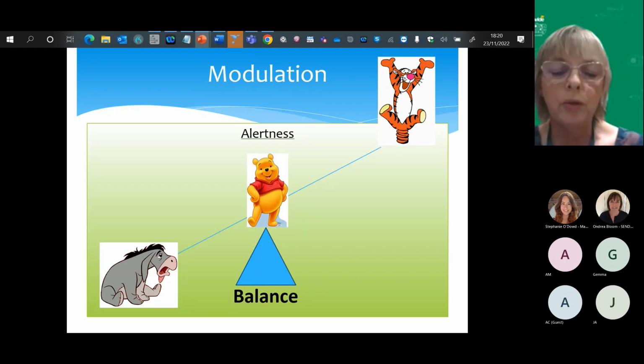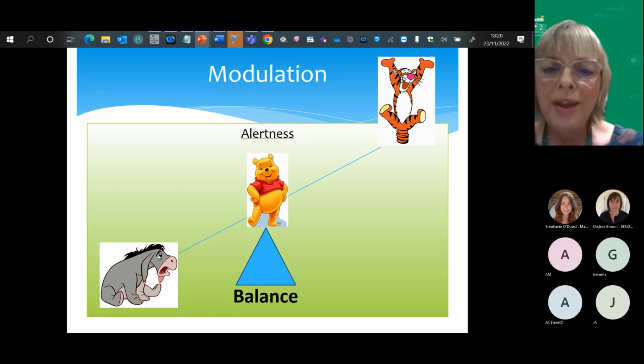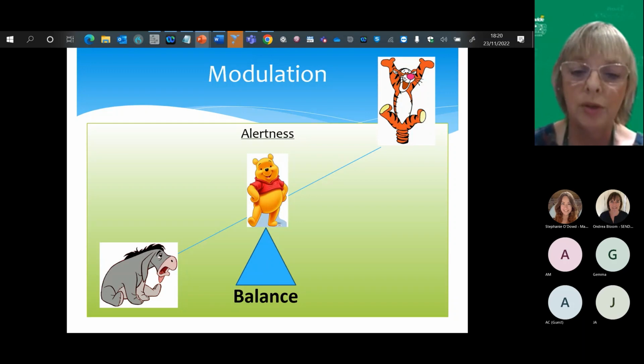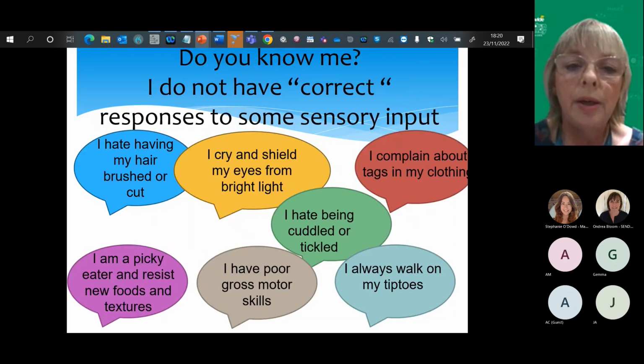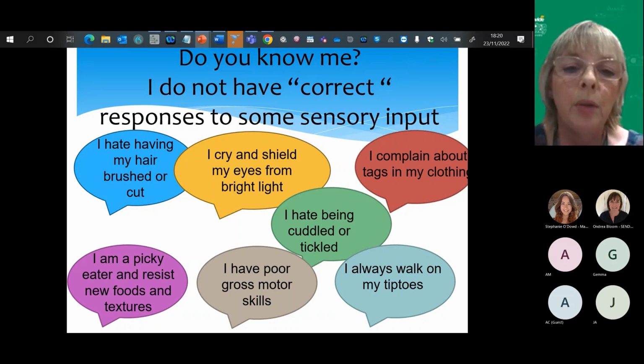And when you're working with your child, it's really helpful if you can get an idea of whether they're an Eeyore or whether they're a Tigger, and what you can do to help your child to move to being a Winnie the Pooh. Got some sensory responses here, and I thought it might be just very quick, just to talk through them. We're going to talk about the different senses in a little bit, but I thought if we could just whiz through these.